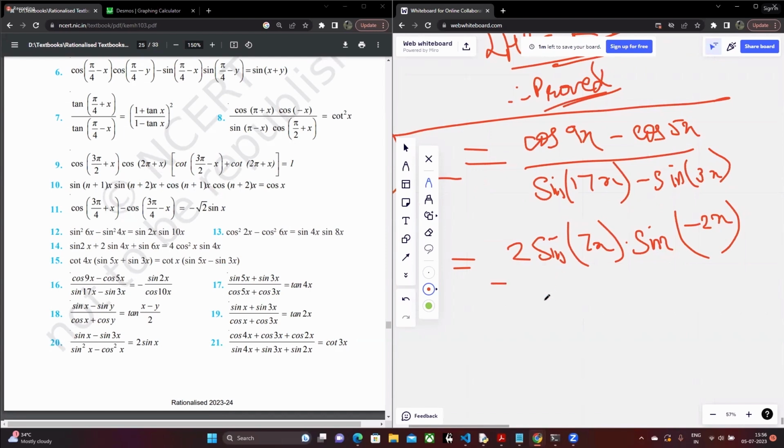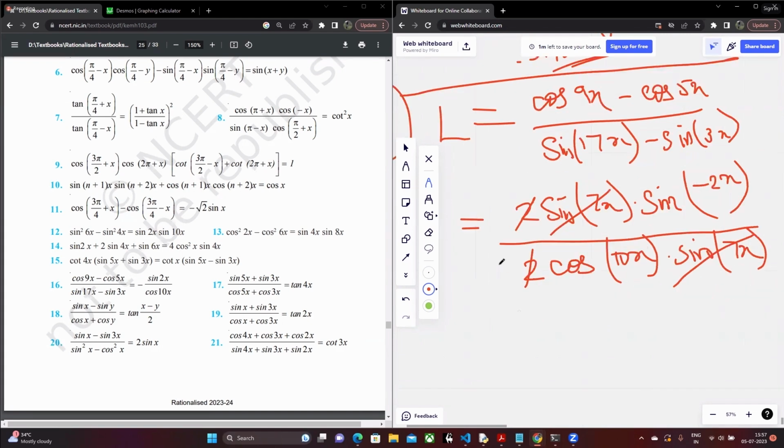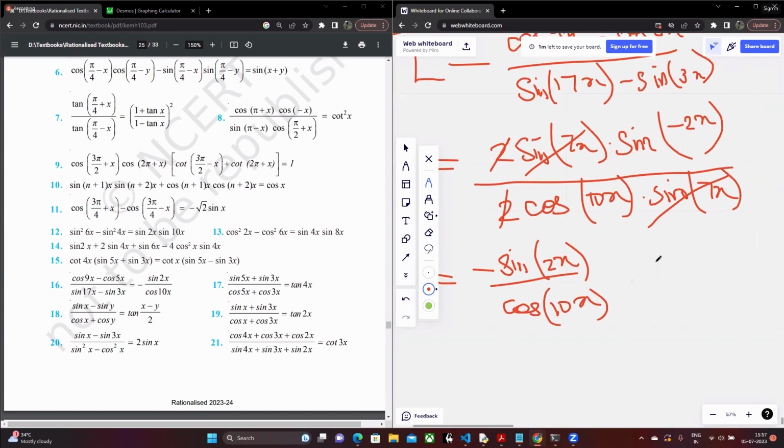Divided by sine A minus sine B. Again, the formula is 2 into cos of (17 plus 3)/2, that is going to be 10x, into sine of (17 minus 3)/2, that is again going to be 7x. So this 7x and this 7x get cancelled. You are basically left with minus sine of 2x, because sine of minus 2x is minus sine 2x, sine is odd, divided by cos of 10x, which is equal to RHS.